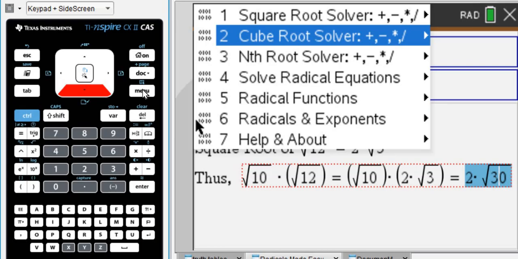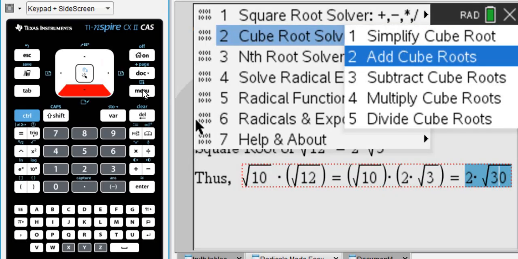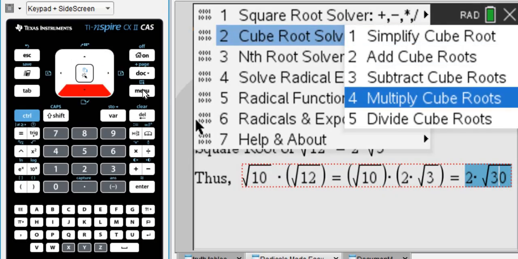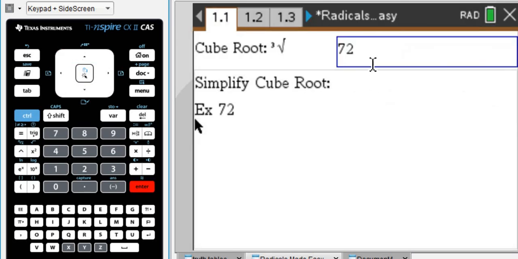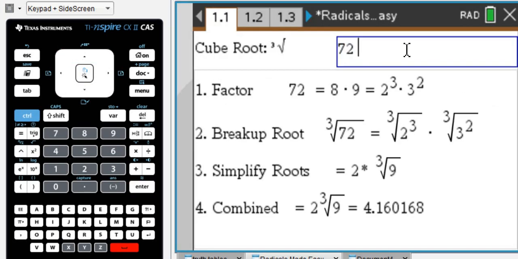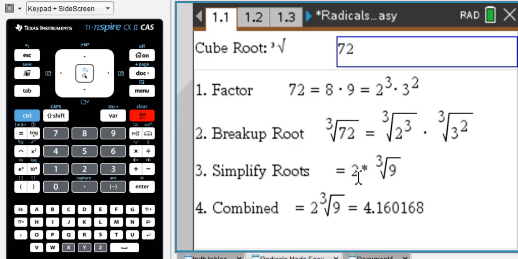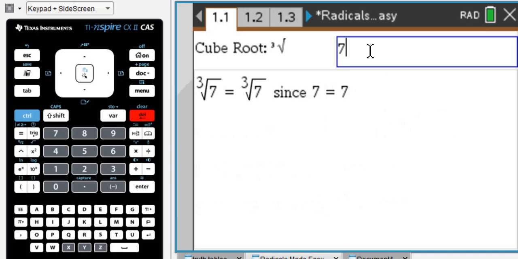Let's move on with cube roots. Cube roots, you have similar options: simplify, add, subtract, multiply, and divide. So we're going to simplify now the cube root of 72, and we're going to get our correct answer here, also numerically. Say you have a perfect cube, like 27, you will get 3, since 3 cubed is 27. So you see that roots are the inverse operation of powers.